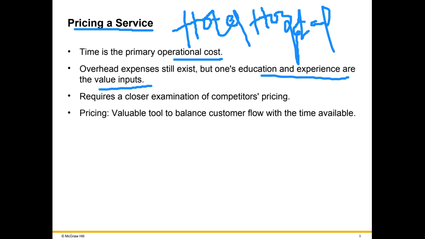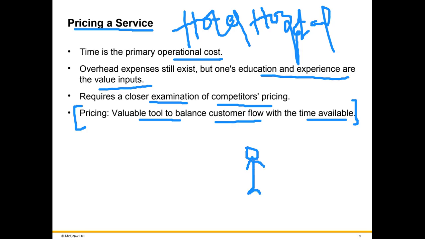So it requires a closer examination of the competitor's pricing, and what kind of services you are providing. Then pricing becomes a valuable tool to balance customer flow with the time available. Let me give you an example of a barber to explain this. Price is a mechanism through which you control your customers' rate of flow. The more you increase the price, the more you can decrease the number of customers willing to come and buy this product.